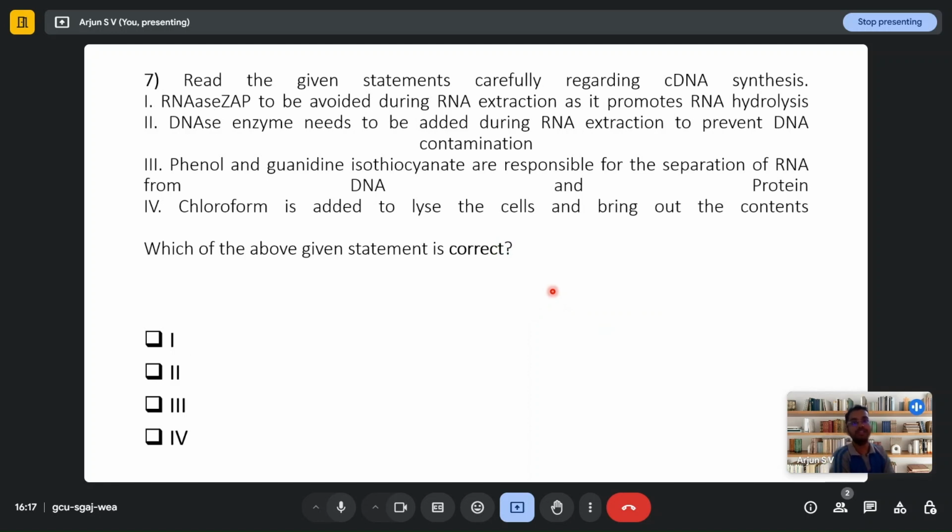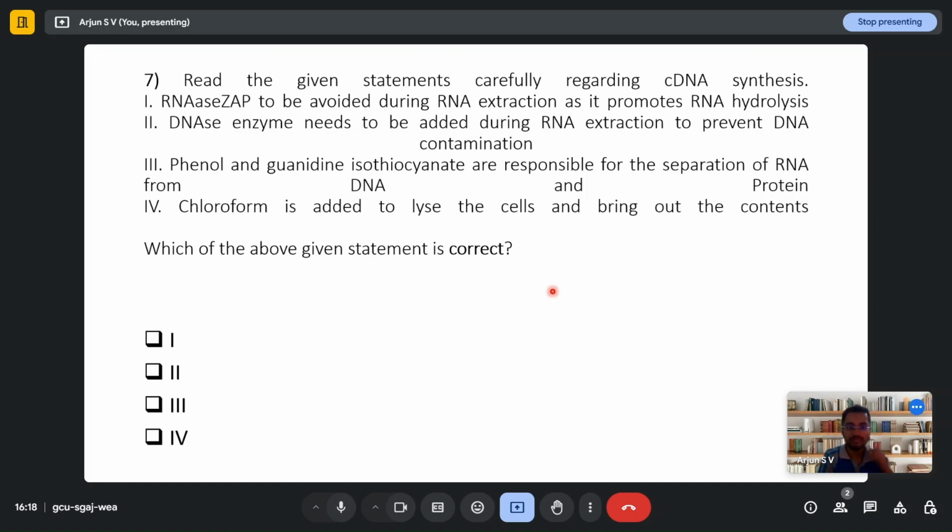So read the given statements carefully regarding cDNA synthesis. Seventh question. The first statement: RNase-Zap is to be avoided during RNA extraction as it promotes RNA hydrolysis. The second statement: DNase enzyme needs to be added during RNA extraction to prevent DNA contamination. Statement 3: phenol and guanidine isothiocyanate are responsible for the separation of RNA from DNA and protein.